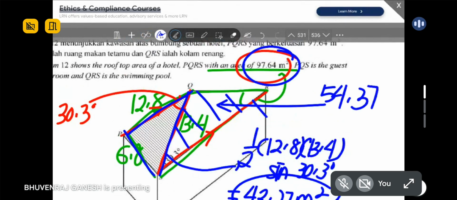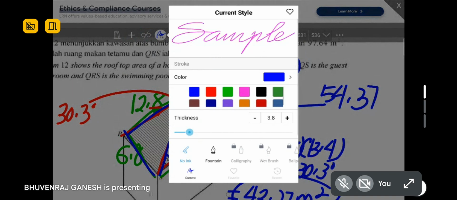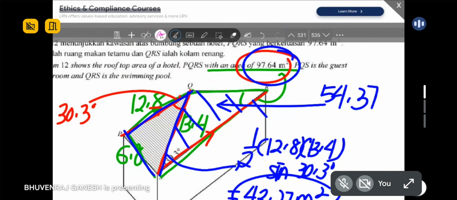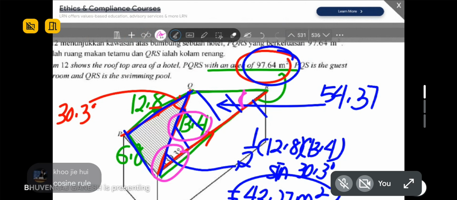Okay, so now how to find the angle, guys? What do you all think? How to find this angle? You only have 13.4 over here for SQ and 30.3 over here. So what do you think you can do? Cosine rule. Let me see.